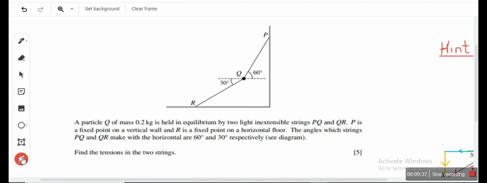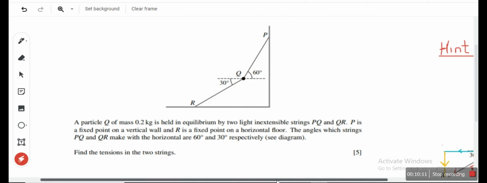Okay, this is the question. It says a particle of mass 0.2 kilogram is held in equilibrium by two light inextensible strings PQ and QR. If P is a fixed point on the vertical wall and R is a fixed point on the horizontal wall, the angles which the strings PQ and QR make with the horizontal are 60 degrees and 30 degrees respectively. Find the tensions in the two strings. As a simple hint, the tensions are on these two strings, string QP or PQ and string QR.